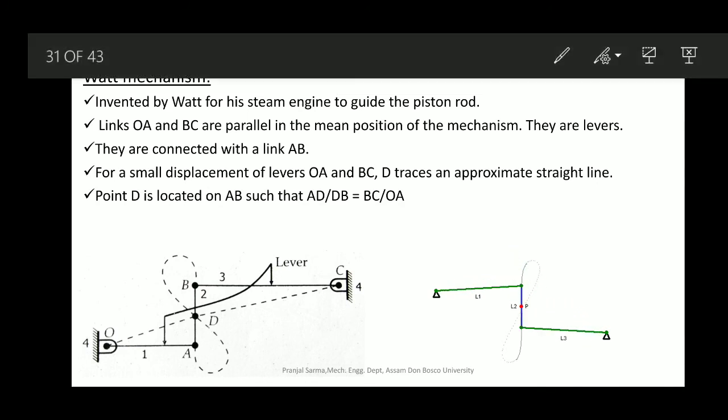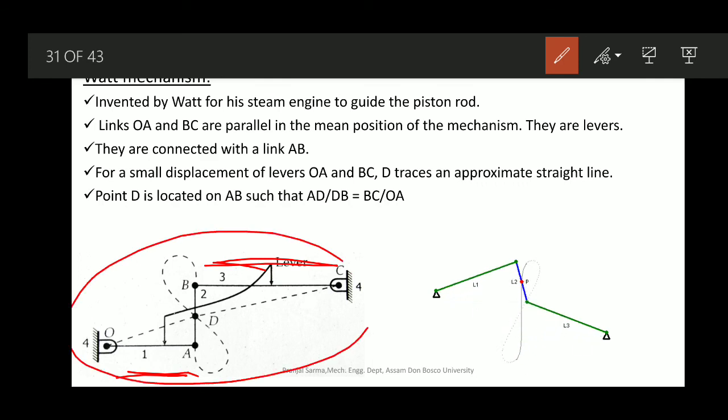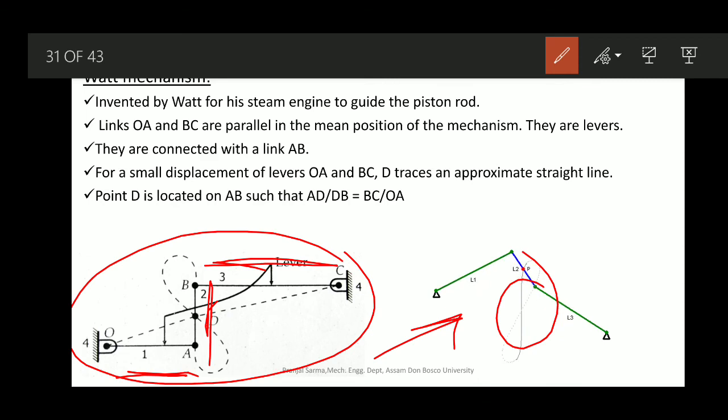In this particular case, link OA and link BC are parallel in the mean position of the mechanism. That means whenever there is no displacement or distortion, they are parallel. At other positions, as is evident from this animation, they are not parallel. But at the mean position they are parallel, and they are connected with another link AB, which is the blue one here.